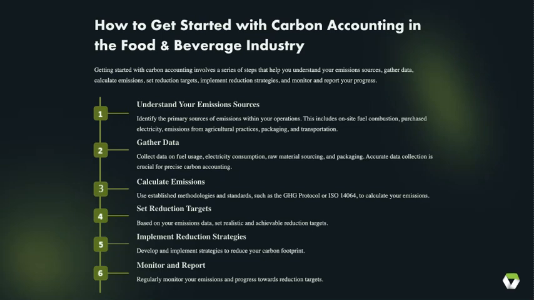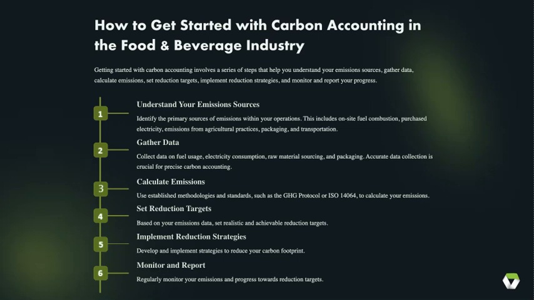How to get started with carbon accounting. The first step is to understand your emission sources. You identify the primary sources of emissions within your operations. This includes on-site fuel combustion, purchased electricity, emissions from agricultural practices, packaging, and transportation. Then gather the data. Collect data on fuel usage, electricity consumption, raw material sourcing, and packaging.